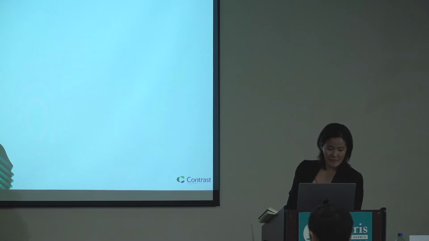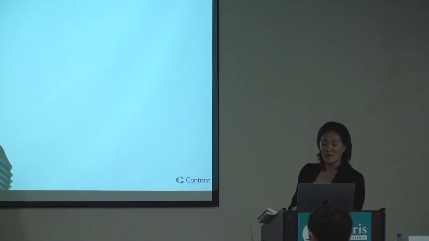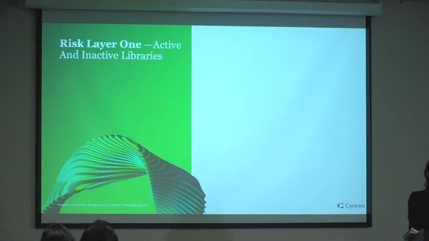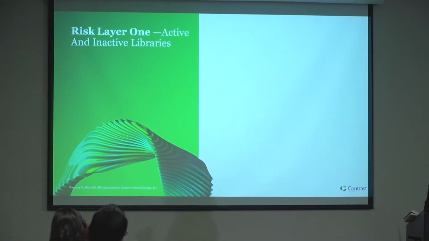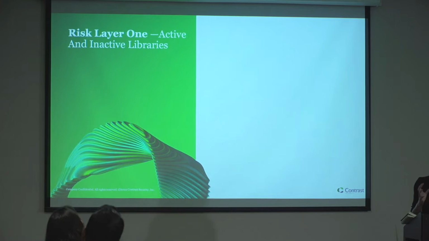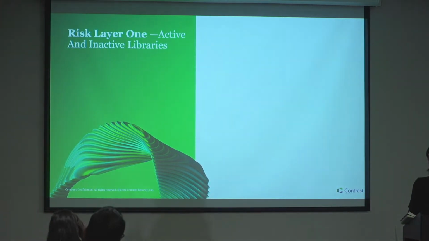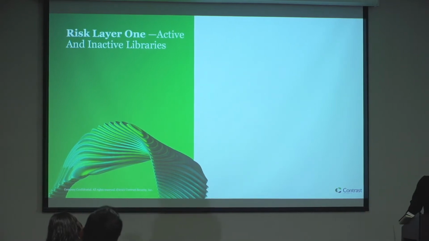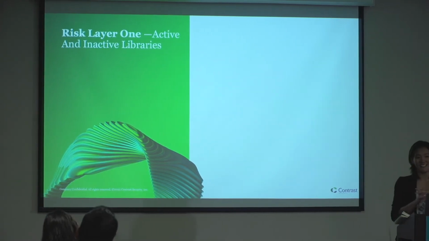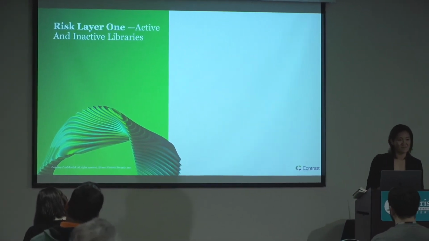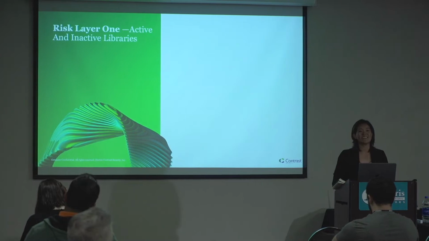All right. Now it's down to the good stuff. This is why you came here and paid all that money for me, right? Risk layer 1: active and inactive libraries. I mentioned this just before. If you have all these dependencies and all these libraries, not every single one of them is going to be active. Who can guess what percentage of libraries are actually being used by an average application?